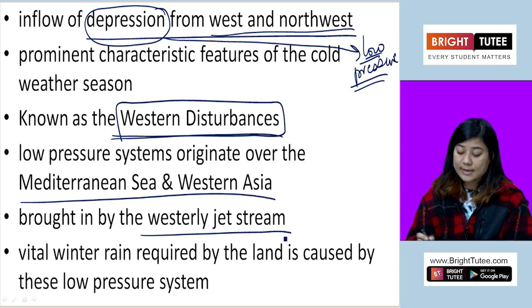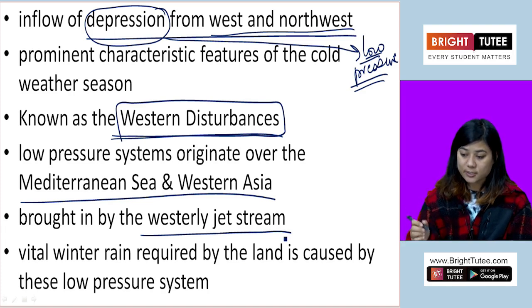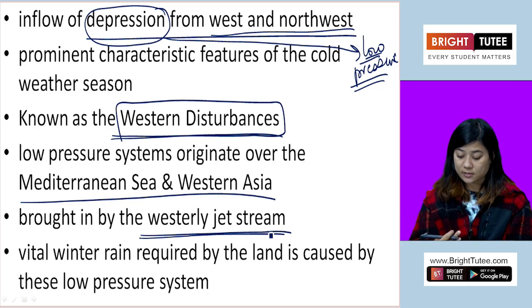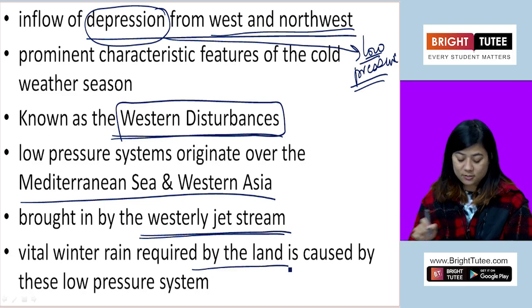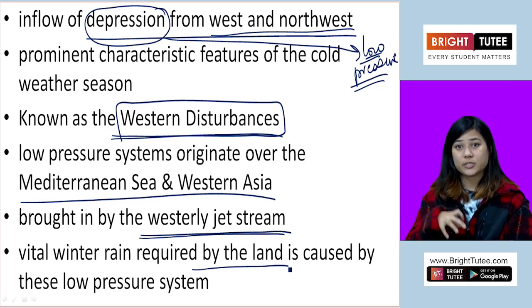Okay. Now this western disturbance is very important in the winter season. Okay. Because the vital winter rain which is required by the land is caused by this low pressure system.